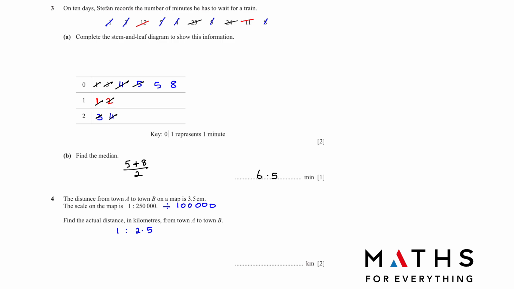And on the map, the distance is 3.5. The actual we need to find. So cross multiply. 1 multiplied by x is equal to 2.5 multiplied by 3.5. 8.75 kilometers.